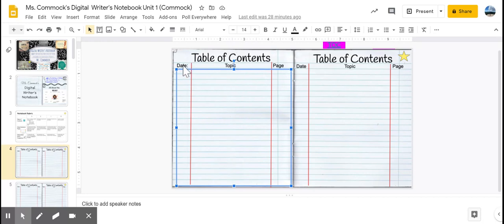And you'll notice that there's a space for you to write the date, there's a space for you to write the topic, and there's a space for you to write the page number. Now, this will help you if you need to go back to a lesson.